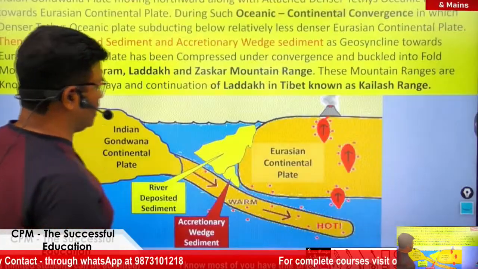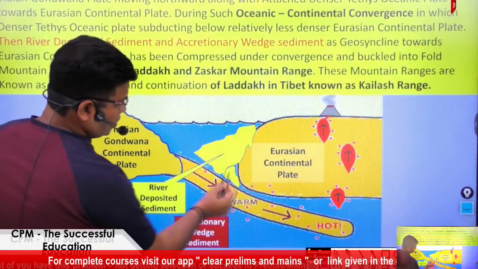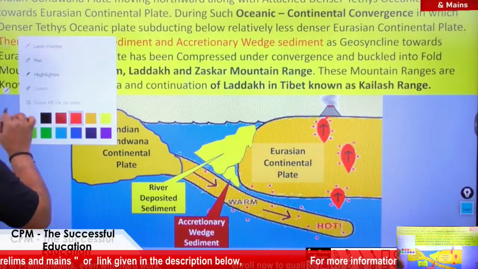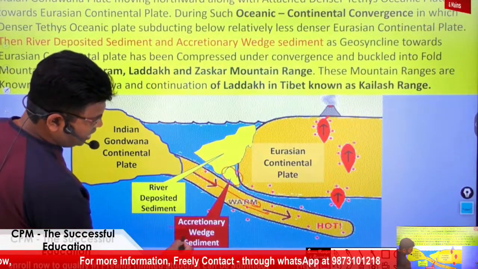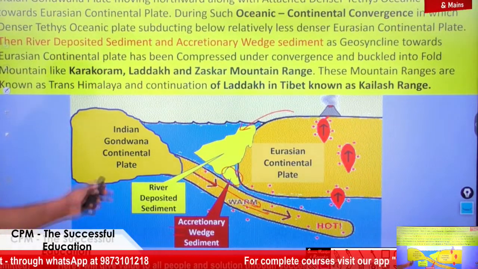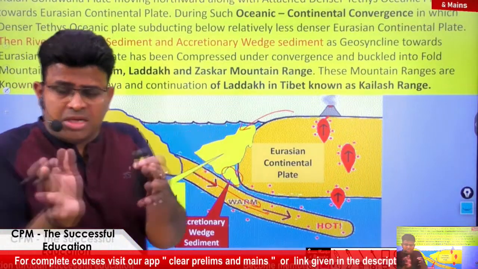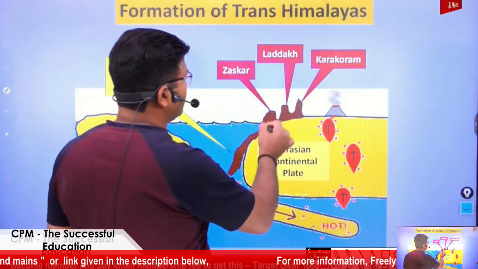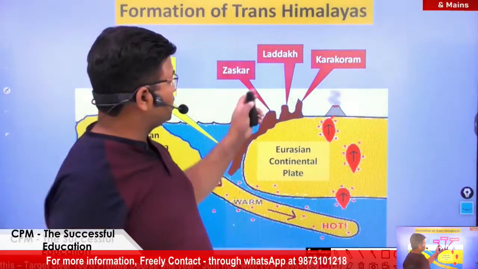In another picture you can see the Indian Gondwana continental plate, the Eurasian continental plate and the Tethys oceanic plate. The Tethys oceanic plate is subducting below, and during the subduction there is accretionary wedge sediment formation, and from here the river deposited sediments. When these two come closer, under the ocean-continent convergence, compression takes place, and this compressional force led to the buckling of the mountains in the form of Karakoram, Ladakh and Zaskar. The Kailash range is also a part of the Trans-Himalaya, a continuation of Ladakh.